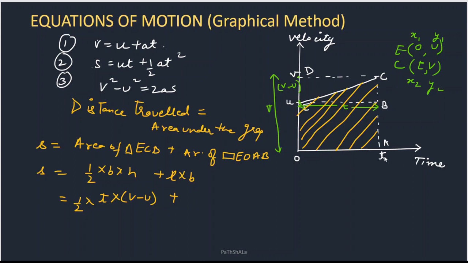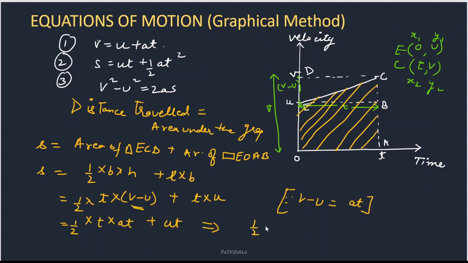So length is this distance OA, which is T again. T into, and breadth is this distance, which is U. Right? So I can write it as half into V minus U. Now V minus U from the first equation can be written as AT. So instead of V minus U, I have written AT, plus UT. So this gives me half AT square, A and two T's are here, plus UT. So we get S is equal to UT plus half AT square.